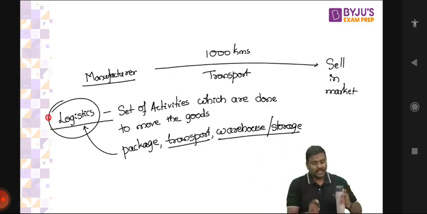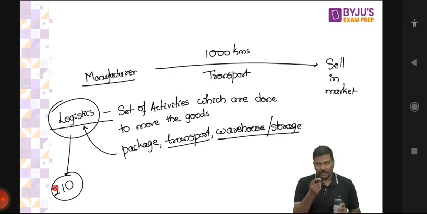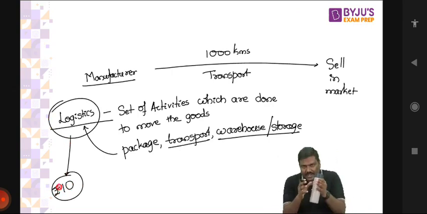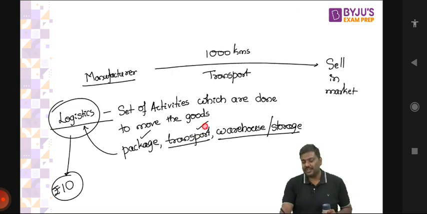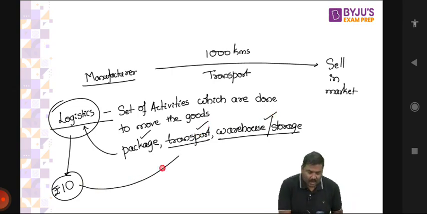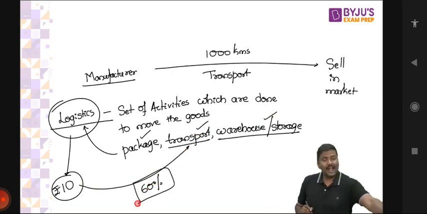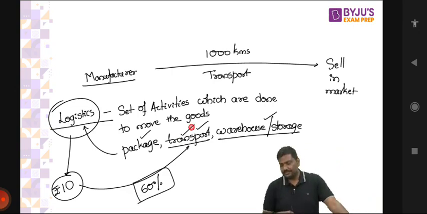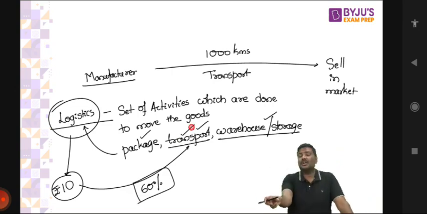Let's say you'll pay 10 rupees for logistics. But if you find out of this 10 rupees how much was for packaging, how much for transportation, and how much for warehousing, you'll realize that somewhere around 60% plus of the logistics cost is because of the transportation itself.